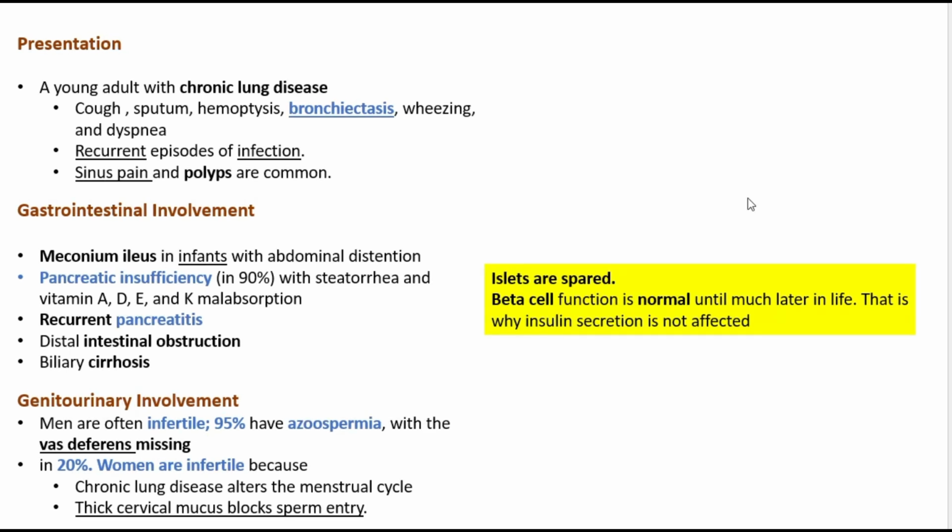The genitourinary system will also be affected. Men are often infertile, with 95% having azoospermia, with a vas deferens missing. In women, 20% are infertile because of chronic lung diseases that alter the menstrual cycle, and also the thick cervical mucus that blocks sperm entry.